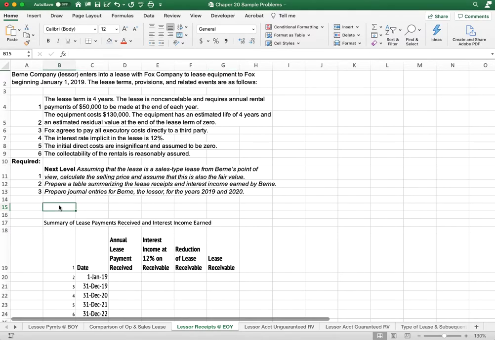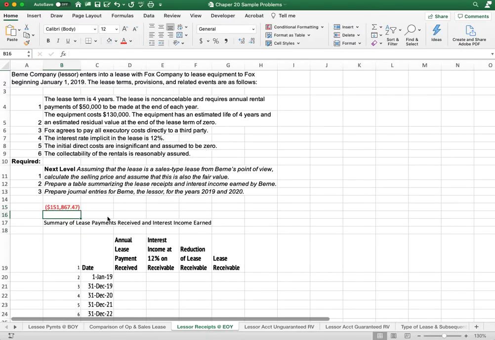So we can do that first, and we'll use the present value function. So we'll say equals present value, open parentheses, rate of 12%, comma, number of periods, 4, comma, payment, 50,000, and because this is the end of the year, we don't have to worry about type, so we can just close parentheses here, and we get 151,867.47. And I'm going to put the negative sign there so it's positive.